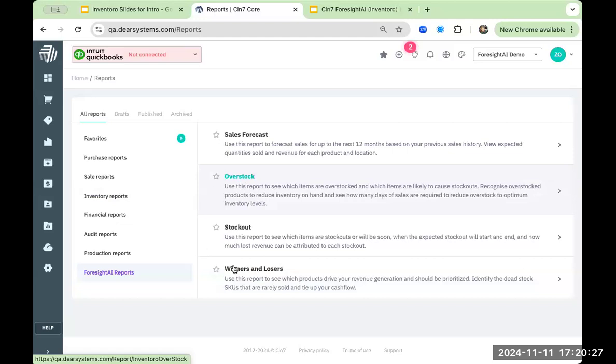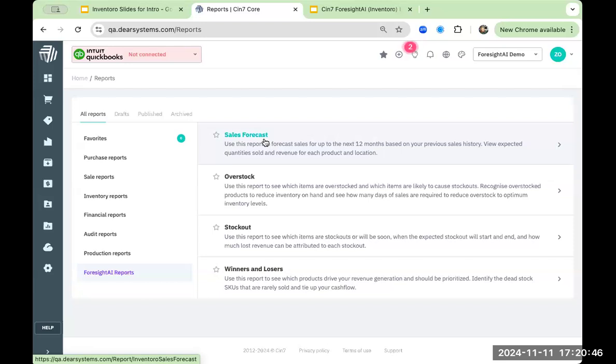But you can have, yes, your overstock, your stock out, and your sales forecast. And speaking of sales forecast, this is where you're going to be able to download a report of what your forecast looks like in the next couple months. But there is something available to you in addition to that, and I'll get into that right now.